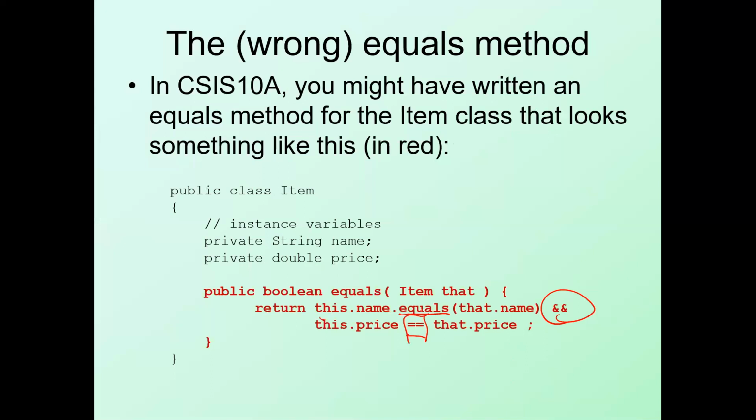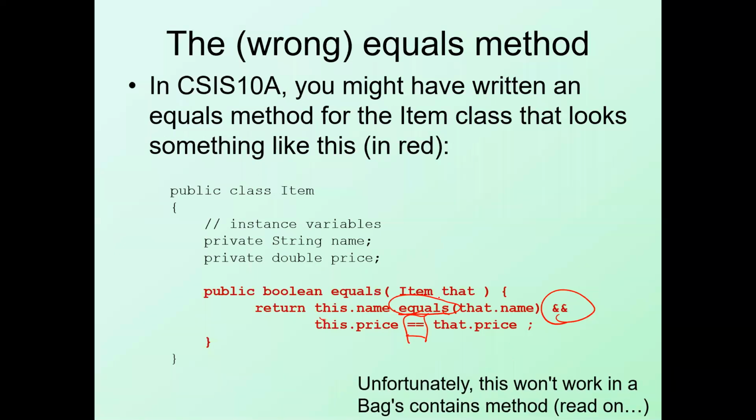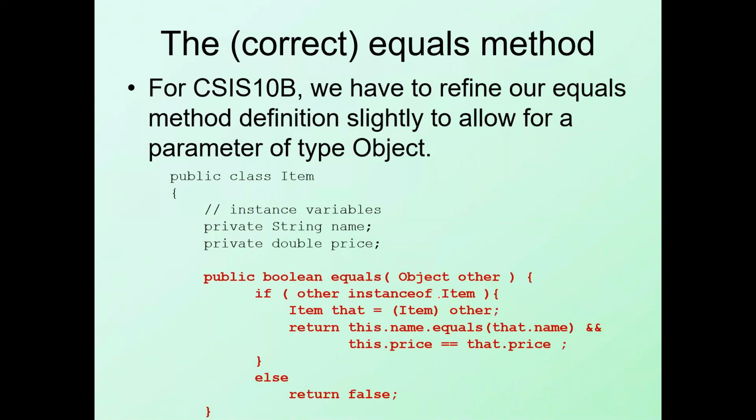Why did we use equals here and double equals up here? Yeah, strings need .equals because they're objects. Primitives need double equals because they're primitives. That's how you check equality. So if both of those are true, you might say that's equal. That would actually have worked on Monday, but it won't work on Wednesday because the bag's contains method needs the official definition, which we haven't been following yet. Because if you define it differently, you're overloading the equals method, and you're not overriding it.